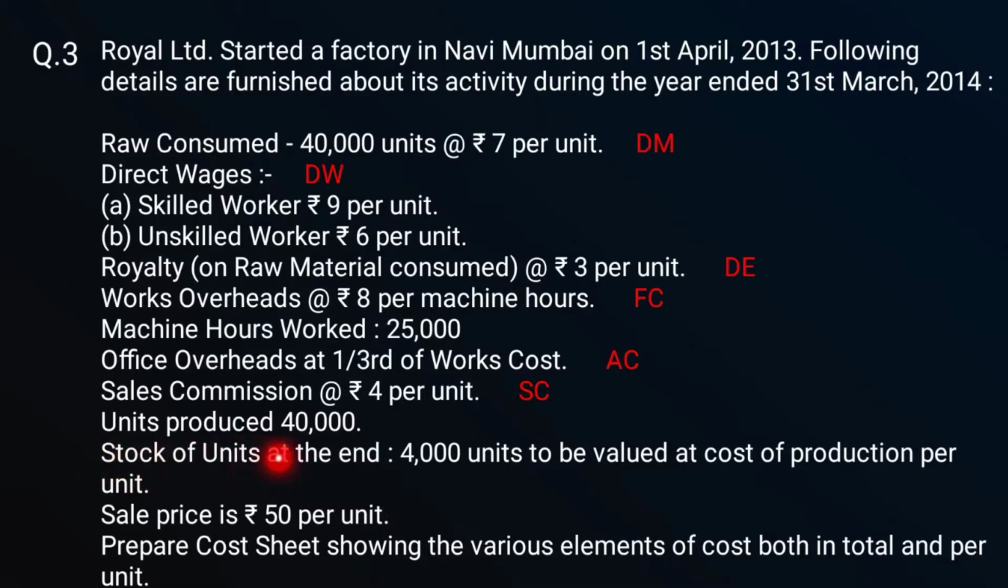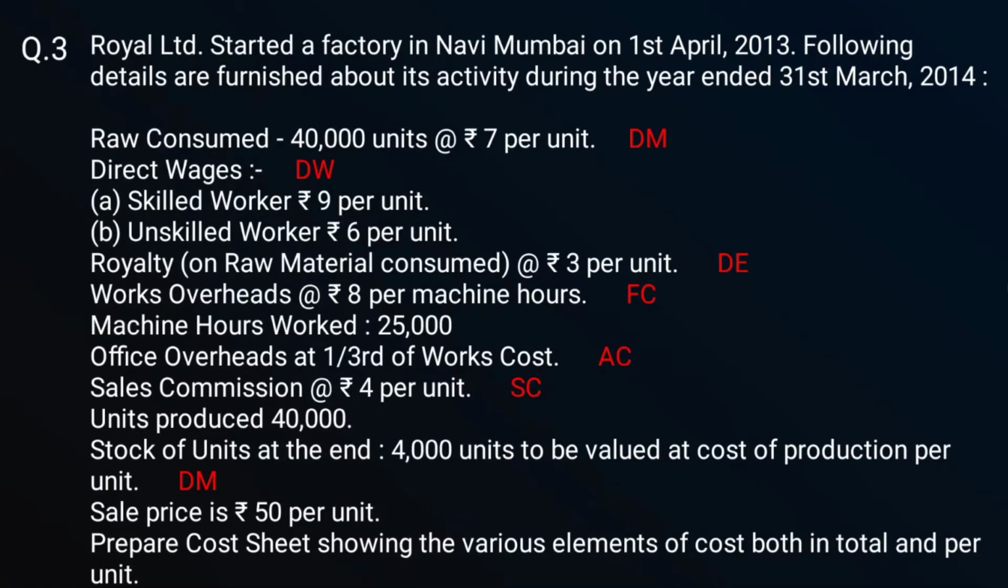Next, stock of units at the end, 4,000 units to be valued at cost of production per unit. So we'll mark this as DM, that is direct materials. Next, selling price is rupees 50 per unit. Prepare cost sheet showing the various elements of cost both in total and per unit.